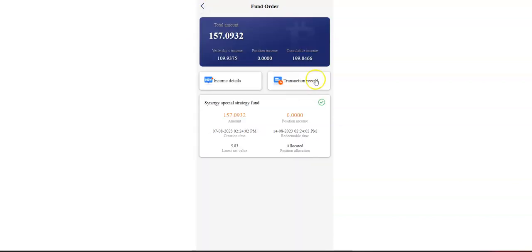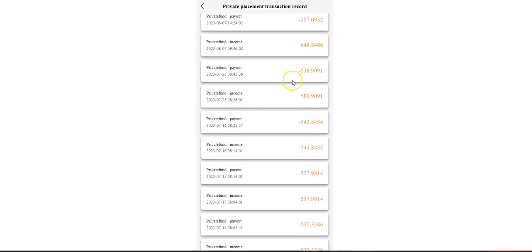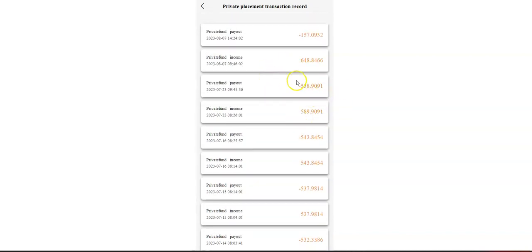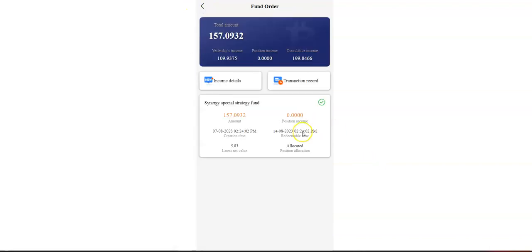Okay, and let's go over here, transaction history. We can see everything that happened. Okay, so the 500 invested, what I've earned. So I deposited 538. I've earned 648, so nearly 110 bucks. Okay, so I withdrew 500 bucks and decided to leave 157 to go again. Okay, and as you can see right here, so far I have received 199 bucks from this project, and it's still paying out. Okay, guys. So as far as I'm concerned, I'm happy with the project.